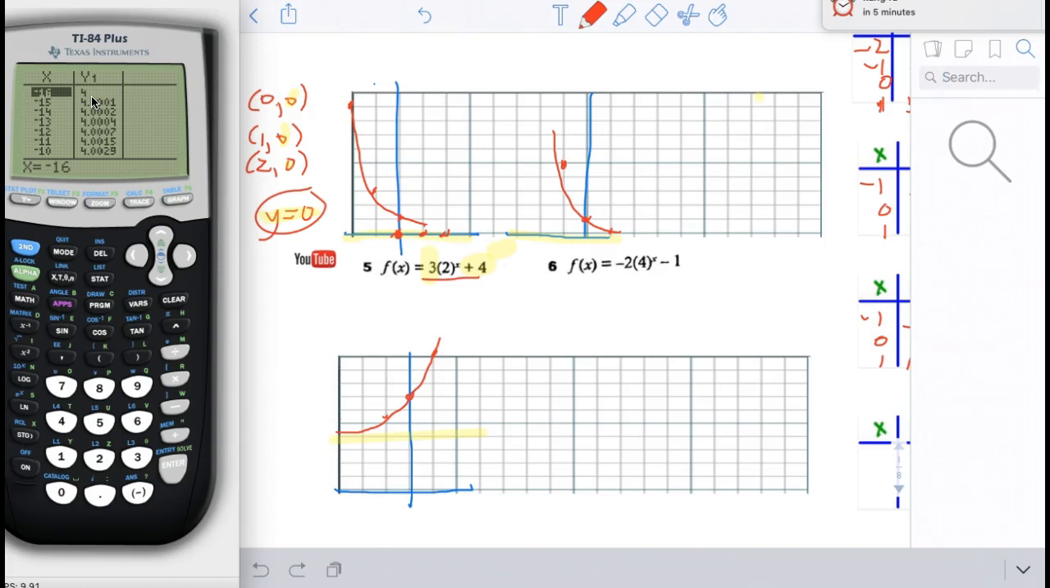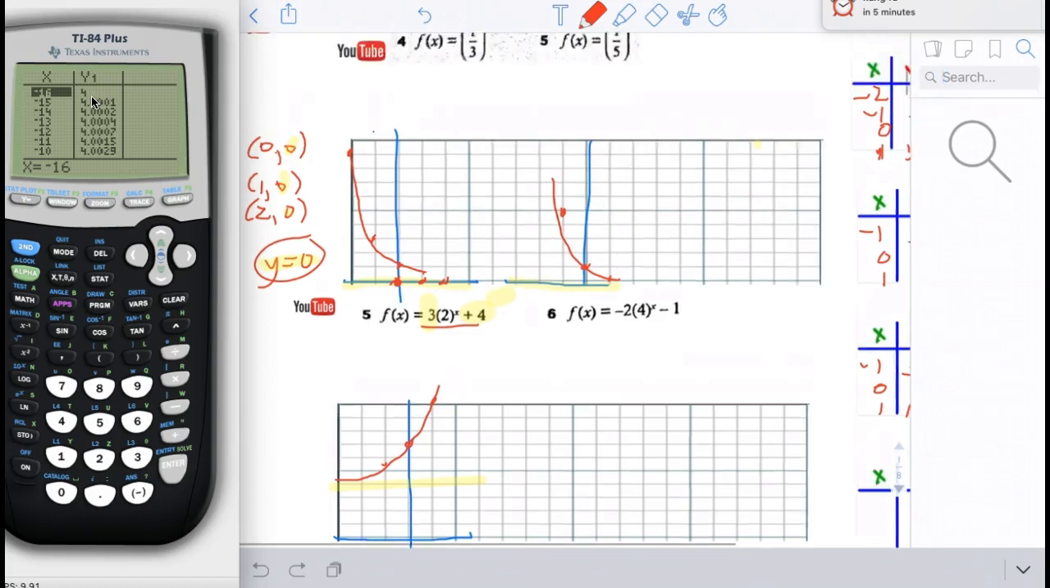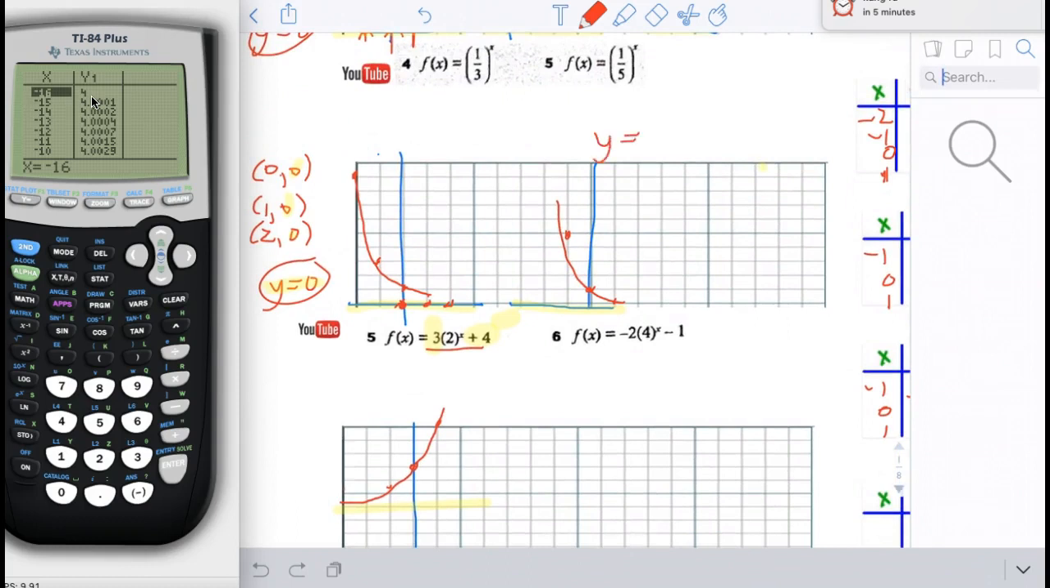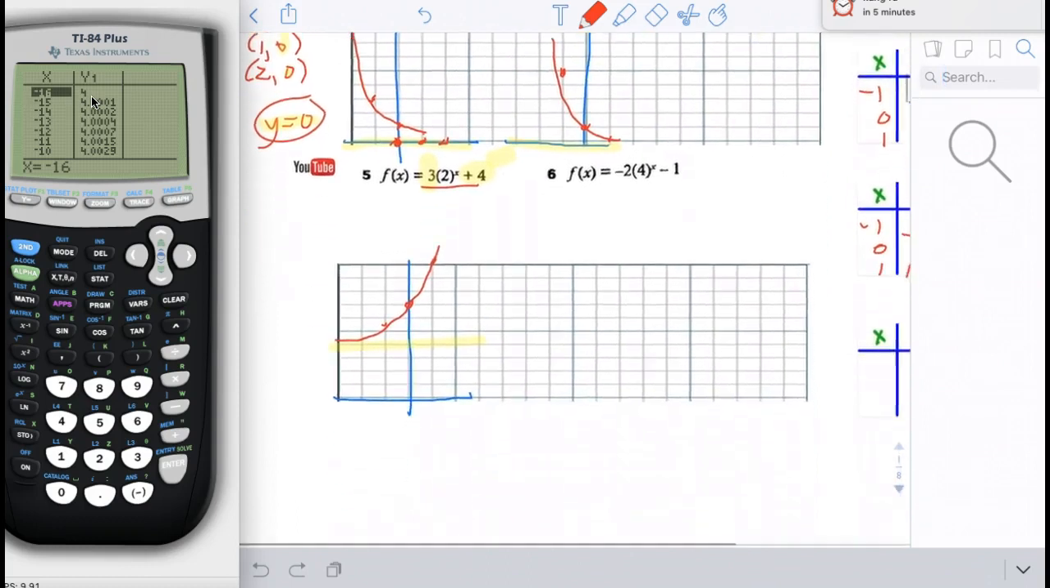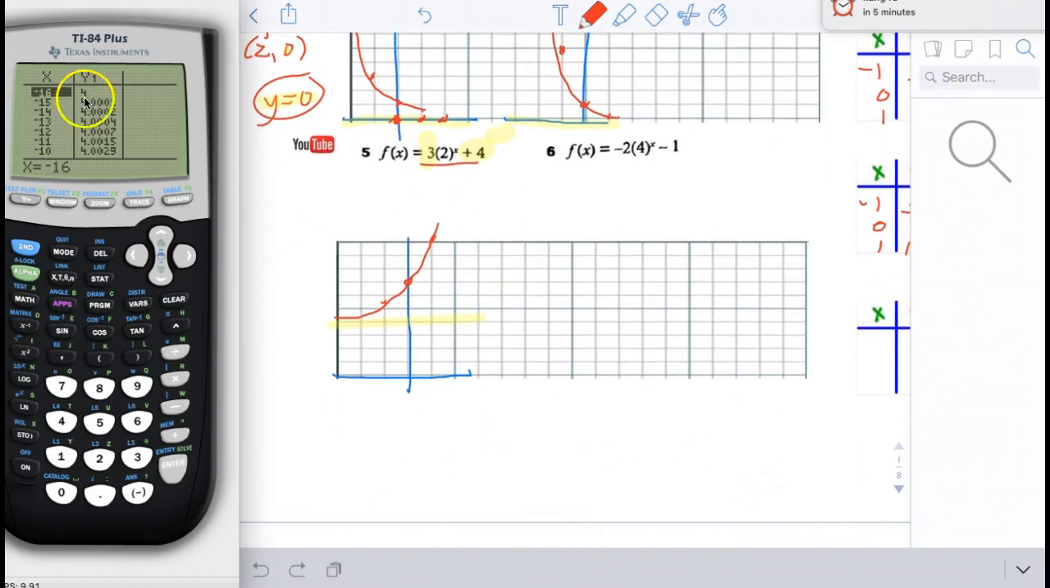Okay, so all of these that we've done so far have an asymptote of y equals 0, including this one. But for this one here, we can see that the horizontal asymptote is y equals 4. The way we can find that is we can look at the calculator, and if we go up far enough, we can see that it approaches and gets very close to 4. All right, now finally, there's this complicated one here.